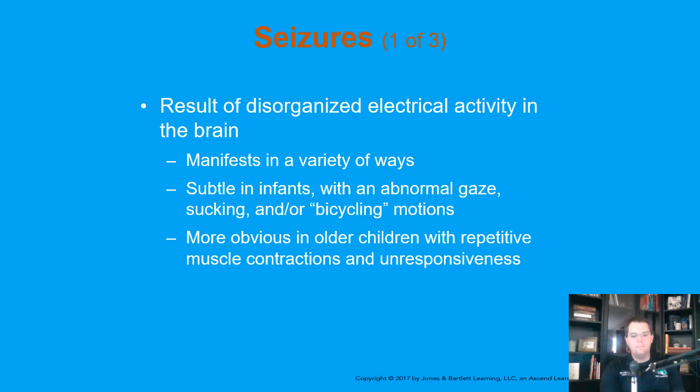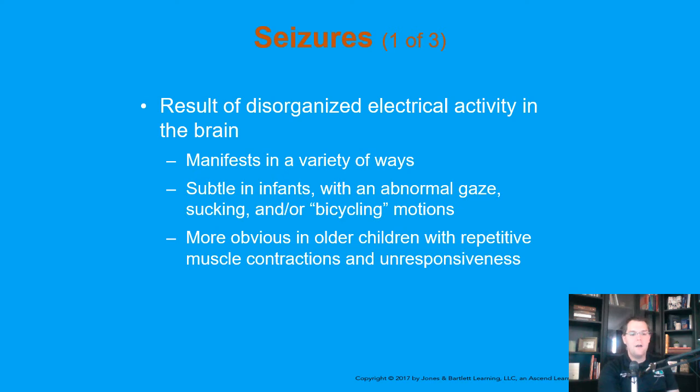Seizures in a child present differently, quite dramatically different, depending on their age. We're used to seeing seizures as full-body tonic-clonic ones, but infants may just have deviations in gaze. They may have an abnormal gaze.